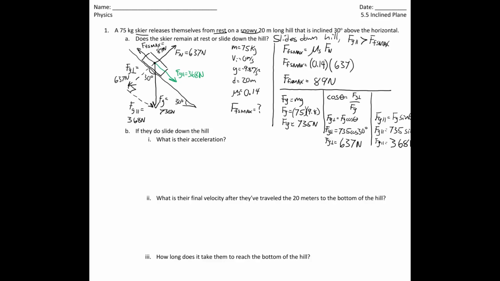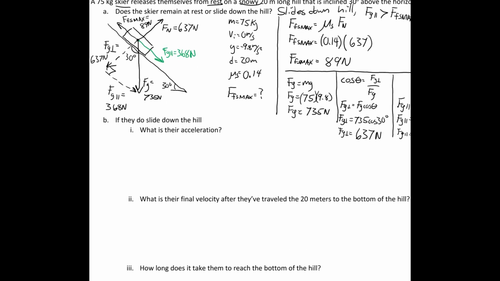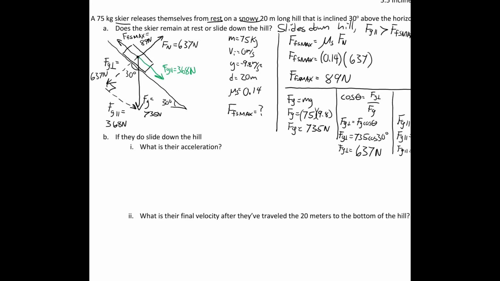Okay, B. If they do slide down the hill, what is their acceleration? So now, to find the acceleration, we want to do Newton's second law. We know the initial velocity and we know the distance that they're traveling, but we don't know the time or the final velocity or the acceleration. So we can't use kinematic equations. If they're asking for the acceleration, then we must be able to find it using Newton's second law. So the thing we have to know is the net force. So we're looking again at these two forces. We want to find the net force between those two.